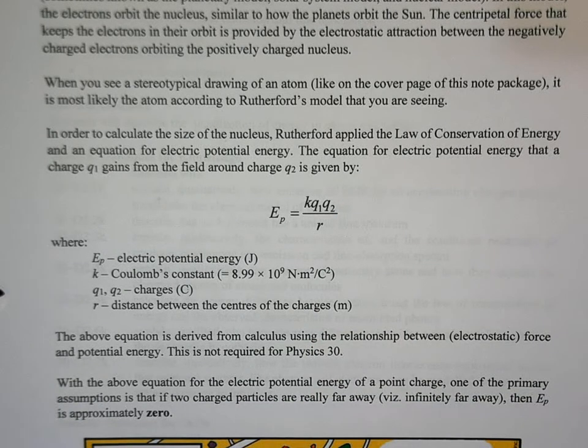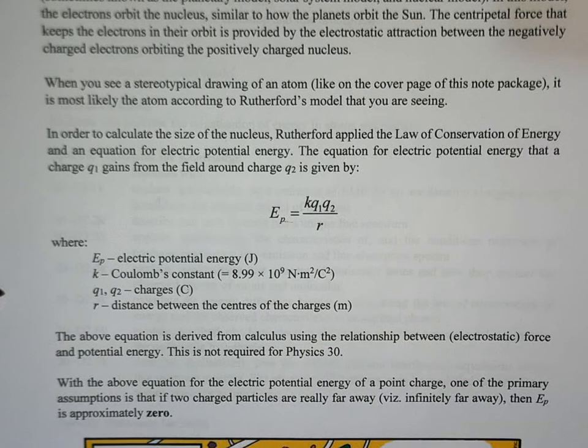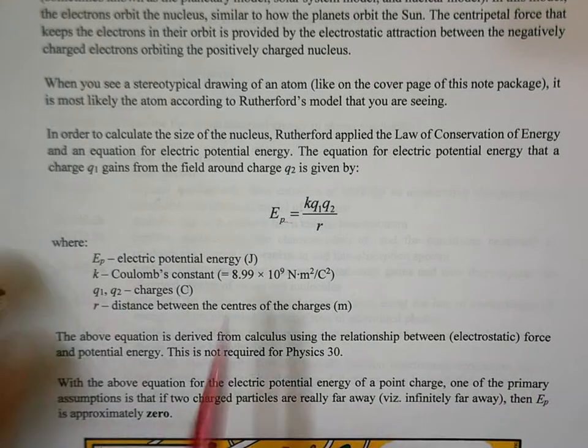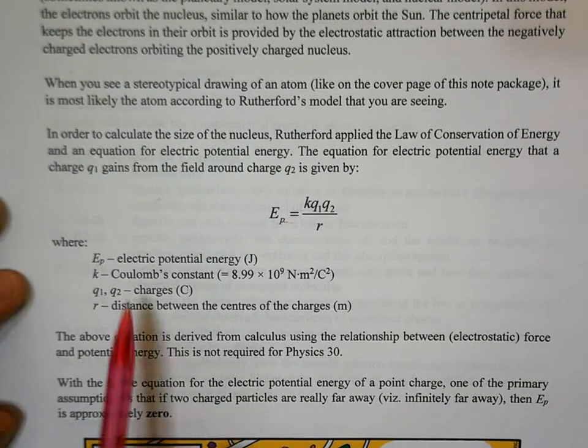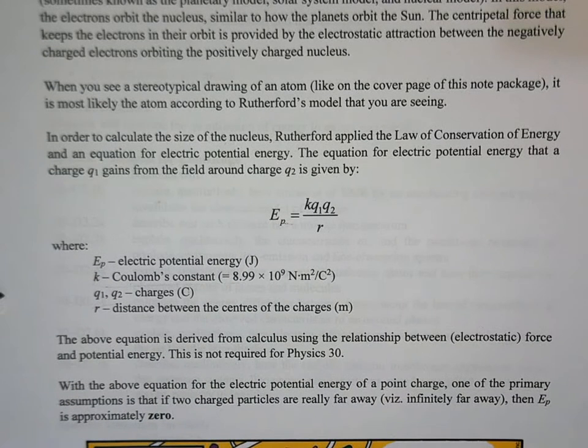So this equation, if you ever need it, it would be given to you. But for electric work, electric potential energy is given by E_P equals k q1 q2 over r. Looks really close to Coulomb's law. It's almost identical, and that's not a coincidence. So E_P is the electric potential energy, k is Coulomb's constant, q1 and q2 are the charges, and r is the distance between the centers of the charges.